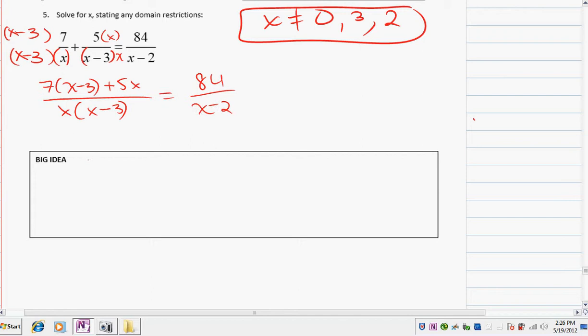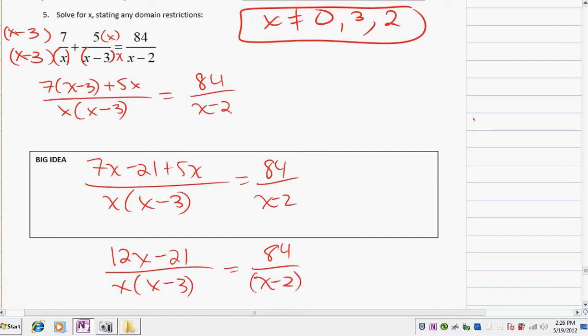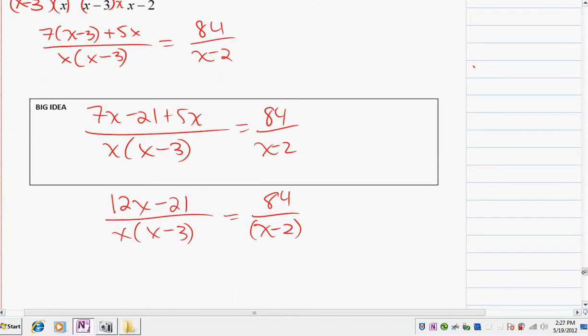Simplifying this, 7x minus 21 plus 5x all over x times x minus 3 equals 84 over x minus 2. So the top, 12x minus 21 over x times x minus 3 is equal to 84 over x minus 2. Now what do I do here? Well, some might say, oh, we'll get a common denominator, but I have a proportion here, which means 12x minus 21 over x times x minus 3 must be the same as 84 over x minus 2.